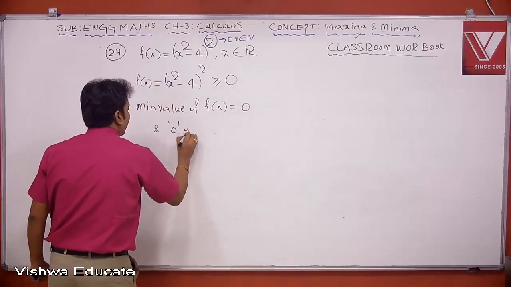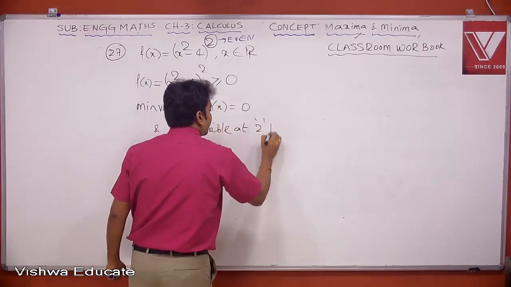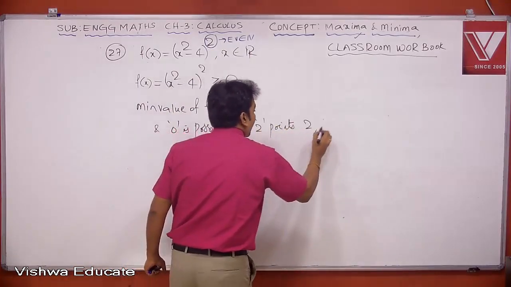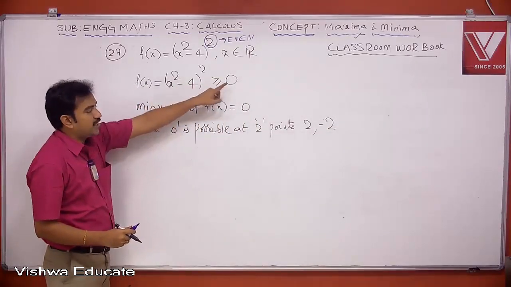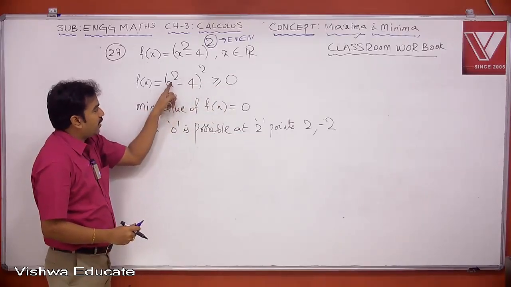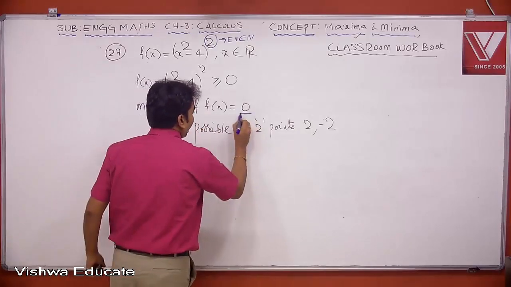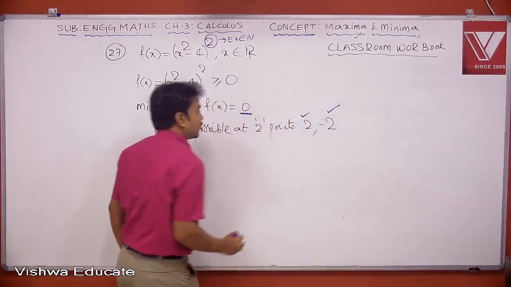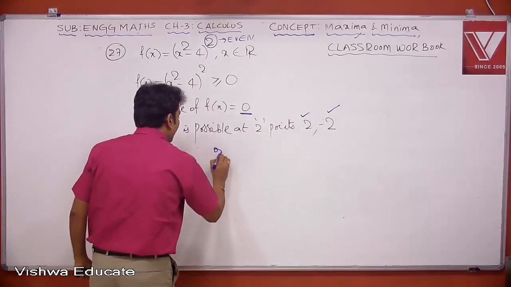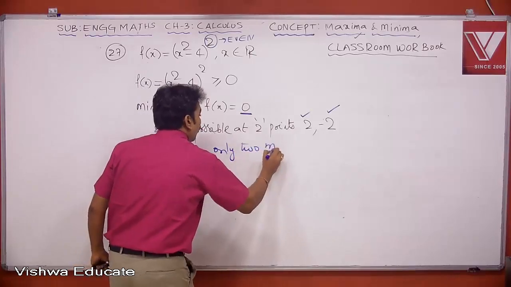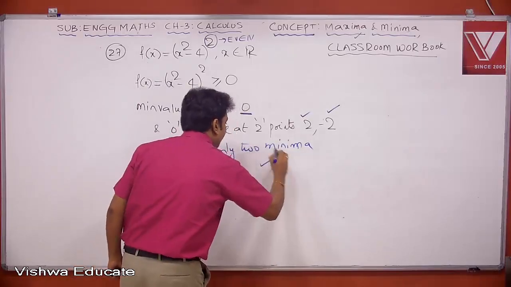And 0 is possible at two different points, one is 2 and another is minus 2. Because when you replace x by 2, 2 squared minus 4 is 0. When you replace x by minus 2, (minus 2) squared minus 4, again 0. Therefore, its minimum value is 0 and we get 0 at two different points, 2 and minus 2. Therefore, this function has two local minima, so only two minima. So option B is the right answer.